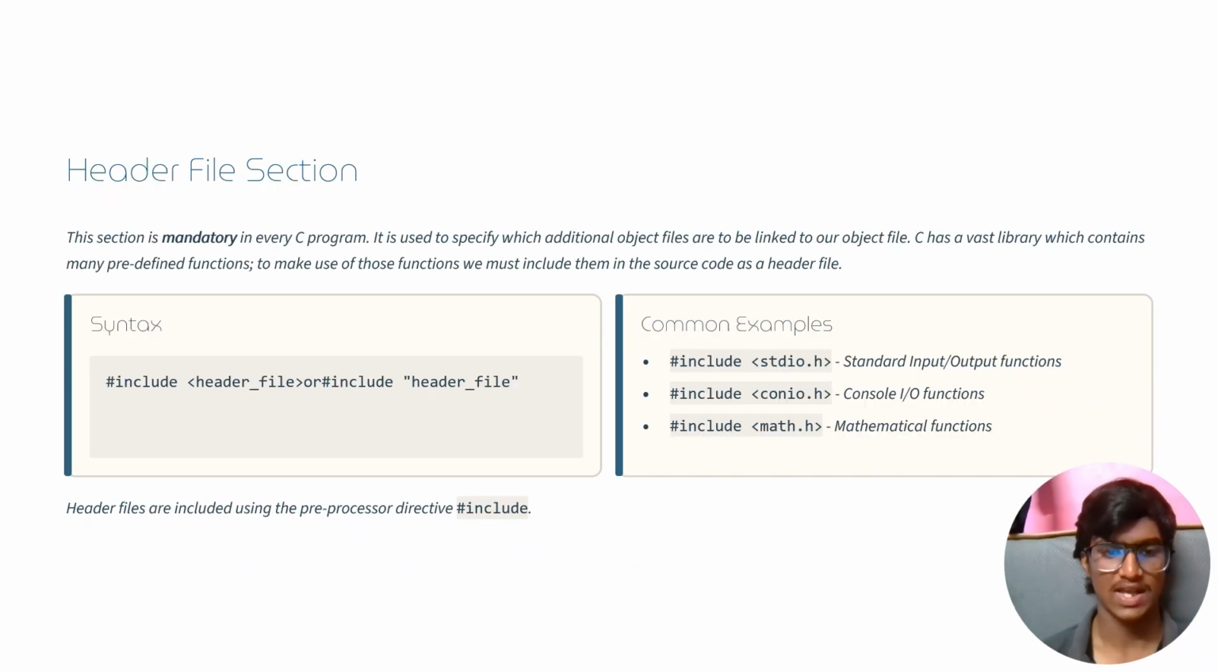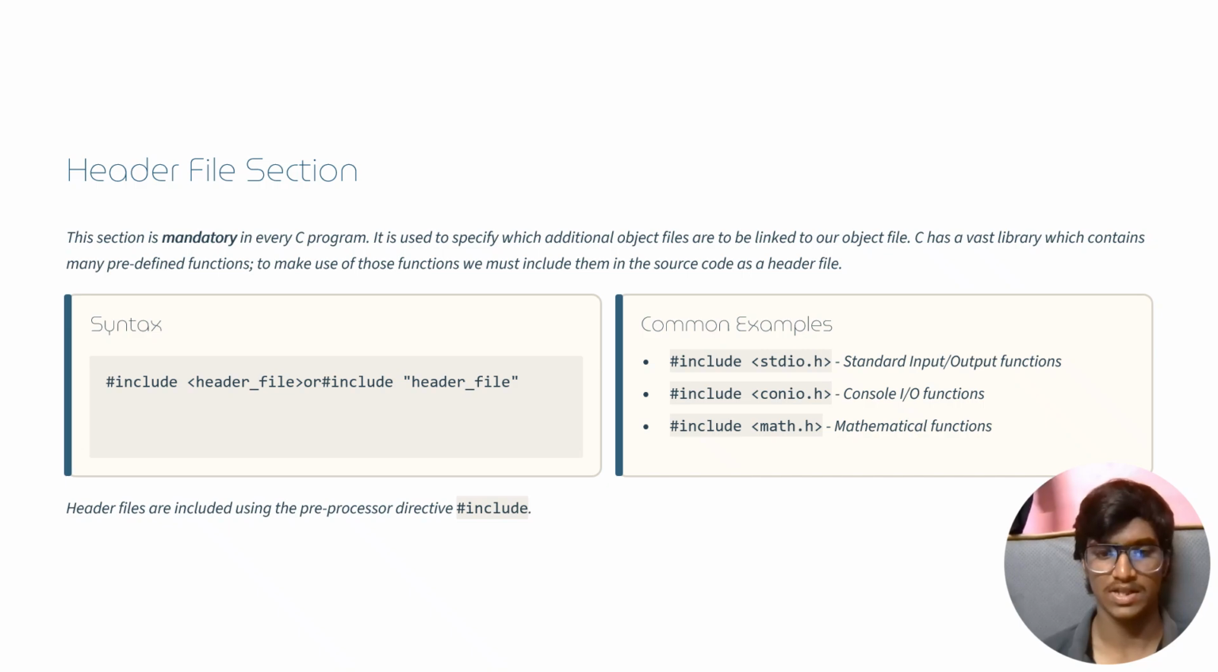Header file section. This section is mandatory in every C program. It is used to specify which additional object files are to be linked to our object file. C has a vast library which contains many predefined functions. To make use of those functions, we must include them in the source code as a header file. Syntax of header file section: #include <headerfile> or #include "headerfile".